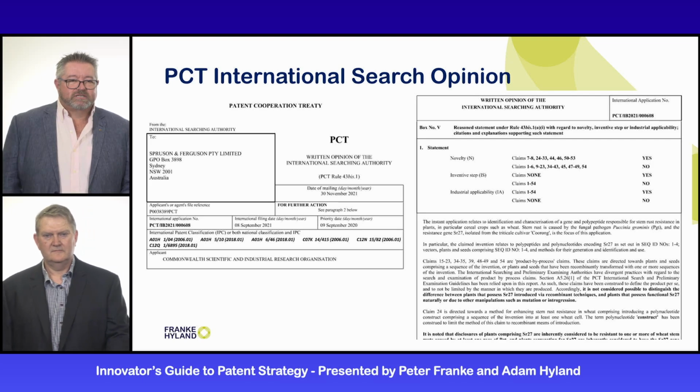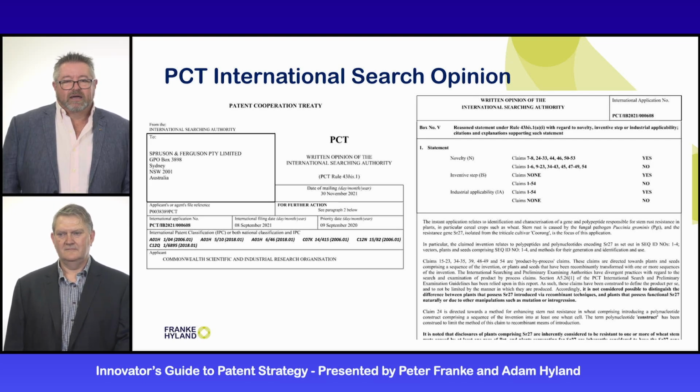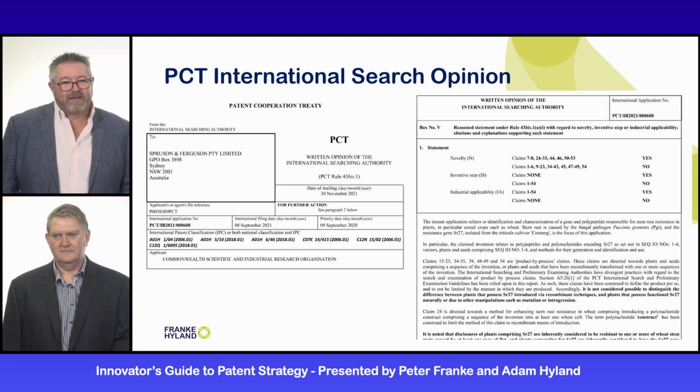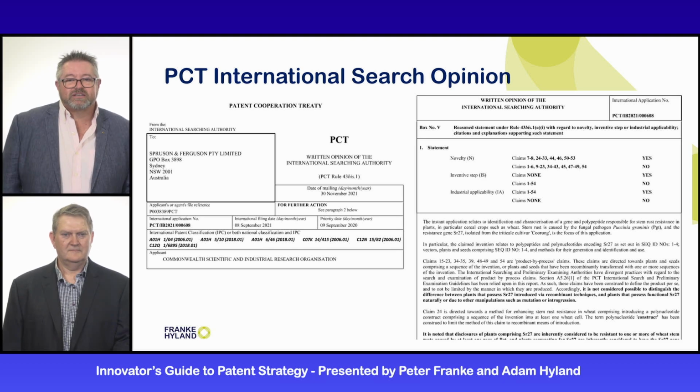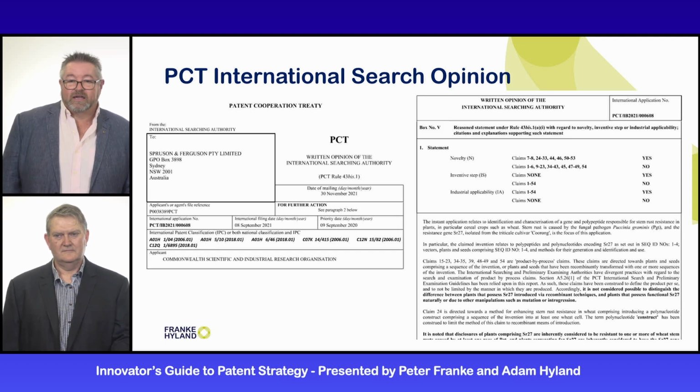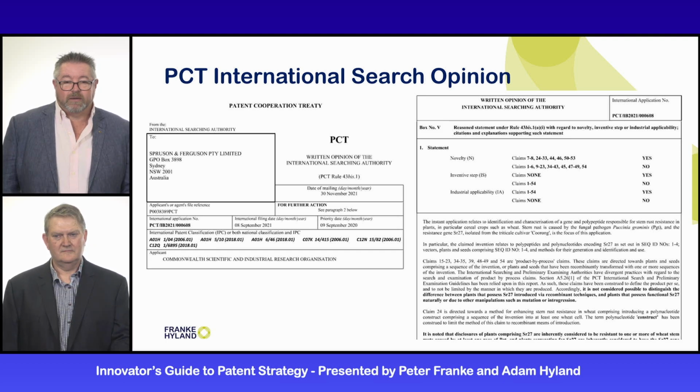Just looking at that PCT International Search Opinion, this is a typical one. This is one from a CSIRO patent application. You can see on the left there that the examiner has decided that certain of the claims are novel, certain of the claims are not novel, and none of the claims show an inventive step, and they give their reasons for thinking that. Now, these are usually fairly ambit claims at this stage.